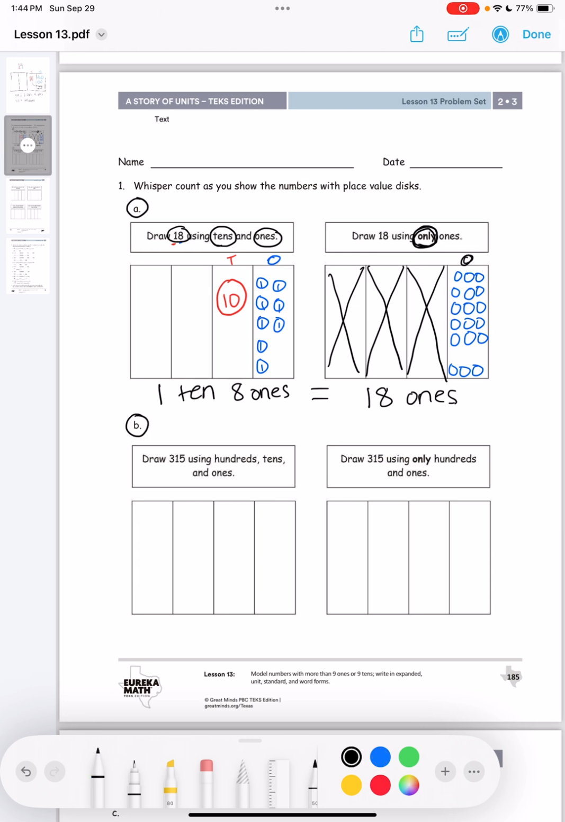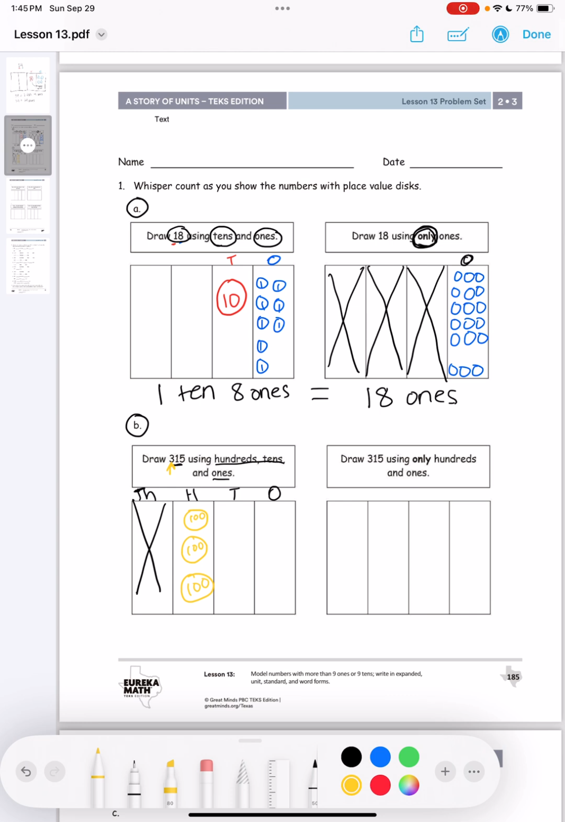So I label my place value chart: ones, tens, hundreds, thousands. I'm using hundreds, tens, and ones, so I'm not going to use my thousands place. So I can look at my hundreds place. I have 3 hundreds, so I'm going to draw 3 place value discs. So that's 3 discs that have a value of 100 each. Not 300 hundreds. 3 hundreds.